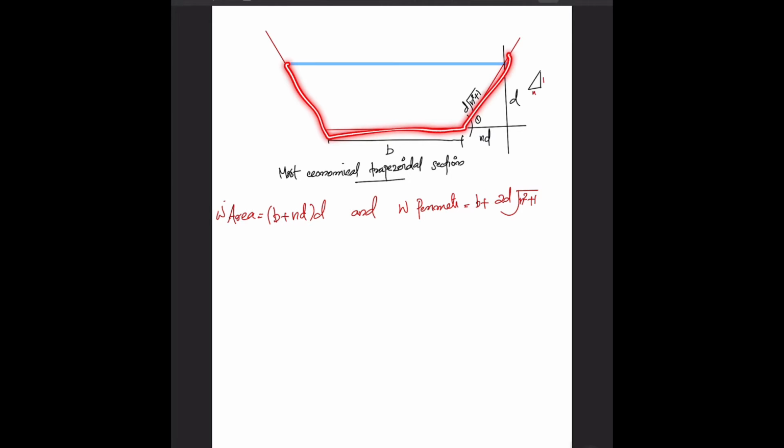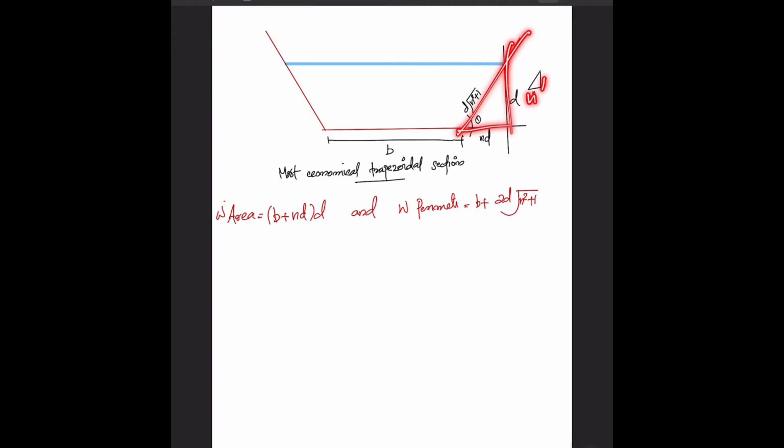This is the figure of a trapezoidal section. This is the free surface. Let d be the depth of fluid. Let us assume the fluid as water. So d is the depth of water. Let theta be the angle that this sloping side makes with the horizontal. And let b be the base width or bottom width. And 1 in n be the side slope. Side slope, not the bottom slope, side slope. So the side slope be 1 in n.